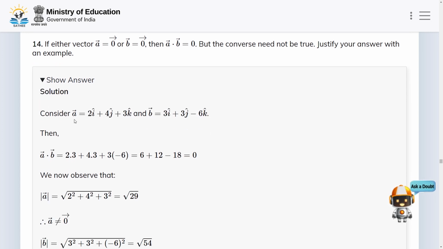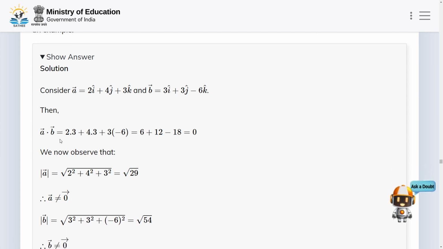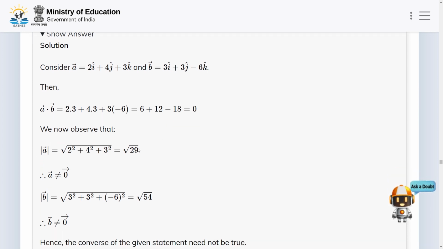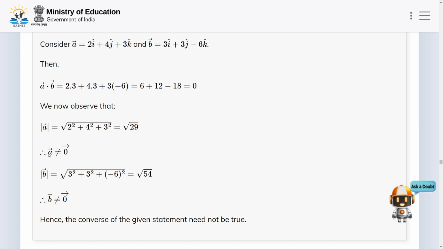So consider A and B as following. Find the dot product. The dot product will be what? 6 plus 12 minus 18, which is going to be 0. But if you consider the magnitude of A, you will have root 29, which is non-zero, so A is a non-zero vector. And the magnitude of B is equal to root 54. This means still a non-zero vector. So hence you have 2 non-zero vectors, but their dot product is 0.